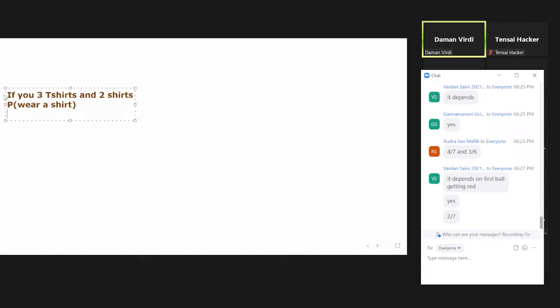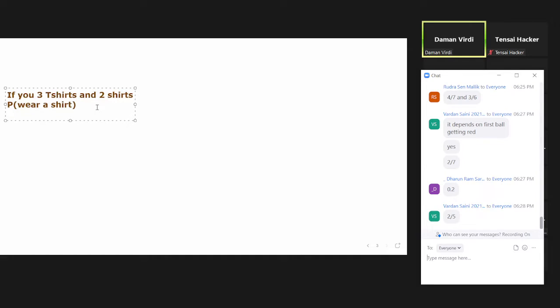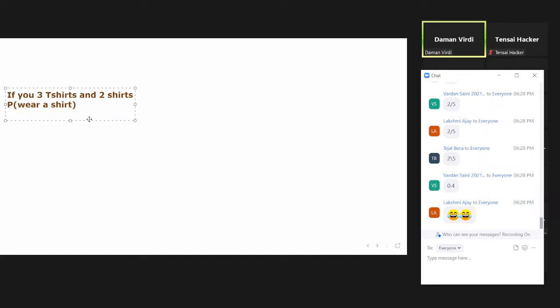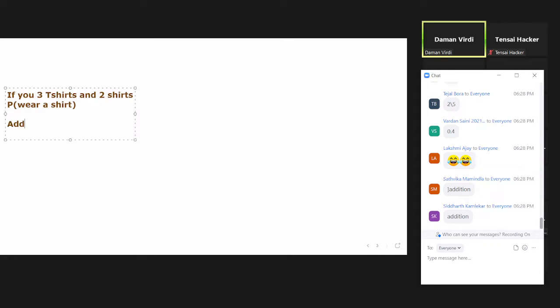First of all, we will practice very easy questions so that we can make a base for the difficult questions. Tell me, is this going to be an addition problem or a multiplication problem? Assuming that you are not Sundar of Tarak Mehta Ka Ulta Chashma, you wear a t-shirt or you wear a shirt. So first of all, what do you have to apply? The addition rule or the multiplication rule? Very good. We have to apply the addition rule because either we can wear a t-shirt or we can wear a shirt.